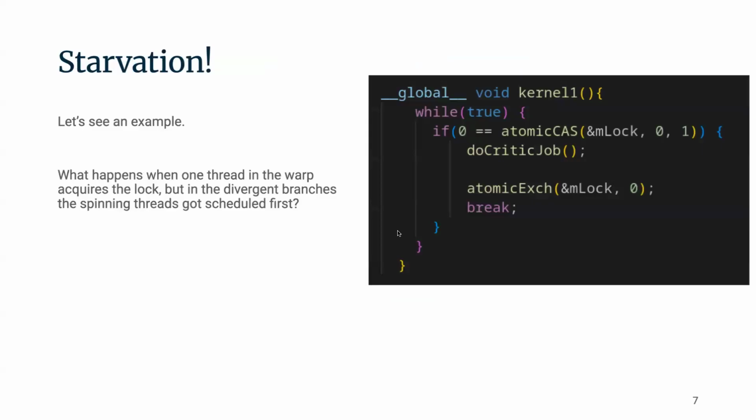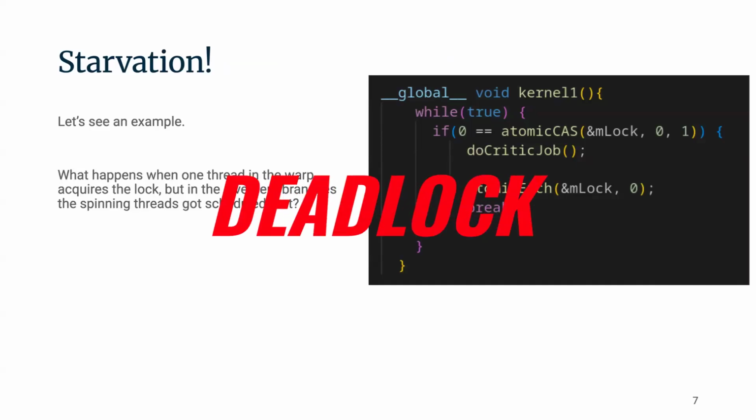But this could result in starvation. Let's see an example. We're basically trying to solve a mutual exclusion problem. We have a critical section and we acquire a lock. So what happens when one of the threads in the warp acquires the lock? Now we have two divergent branches, but the scheduler for the warp decides to first execute the ones that don't have the lock and are going to spin forever. We have a deadlock.